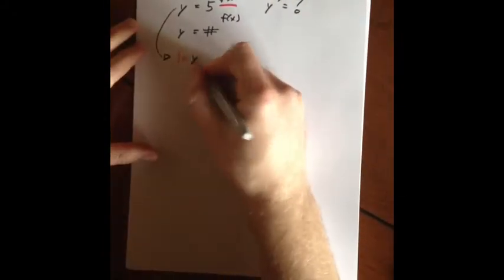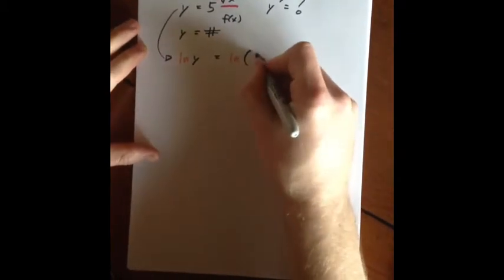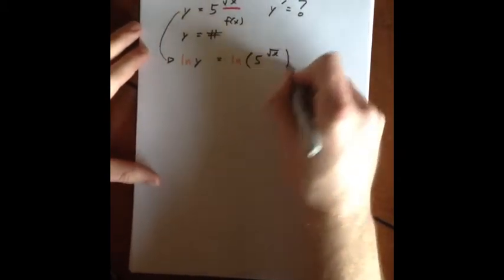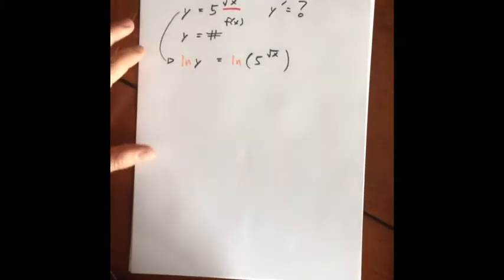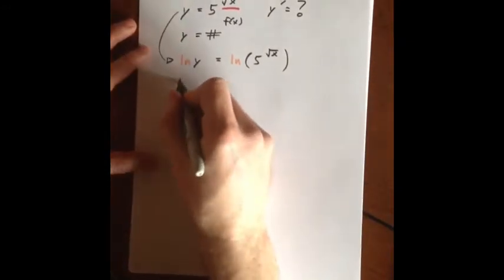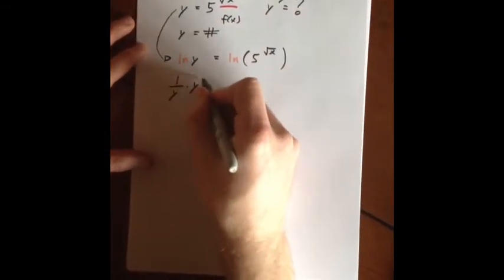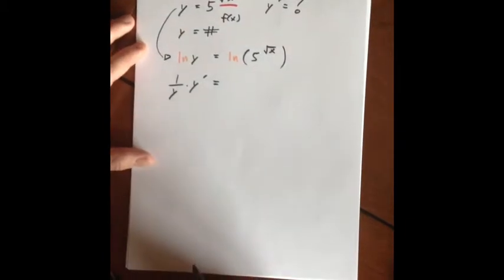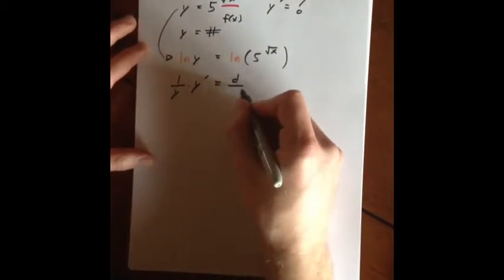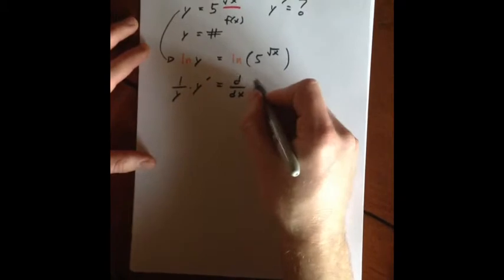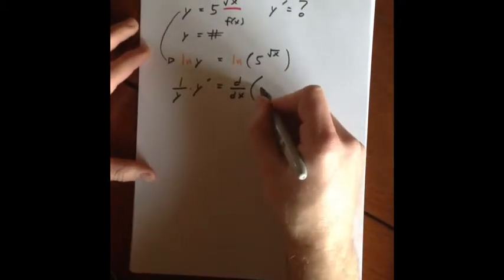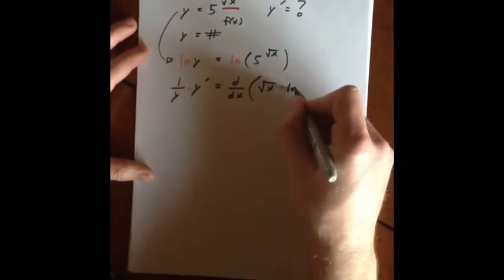Okay, I'm going to start by taking the natural log of both sides. So no calculus yet, you just natural logged both sides. 5 to the root x. Now if you want to differentiate both sides with respect to x, you got 1 over y times y prime equals, well, okay, I got to differentiate the right hand side still. Square root x, natural log of 5.